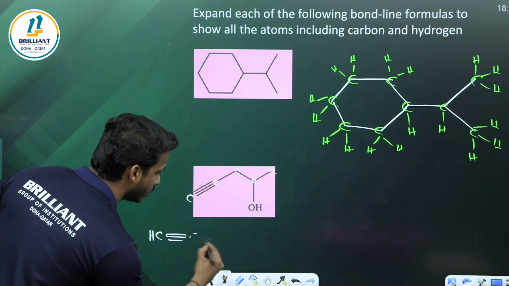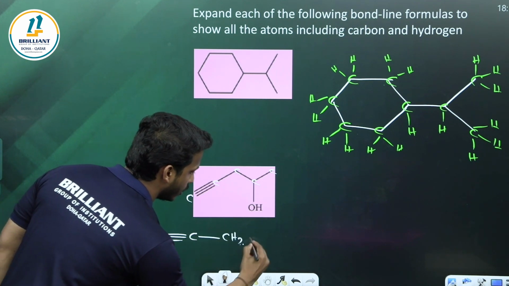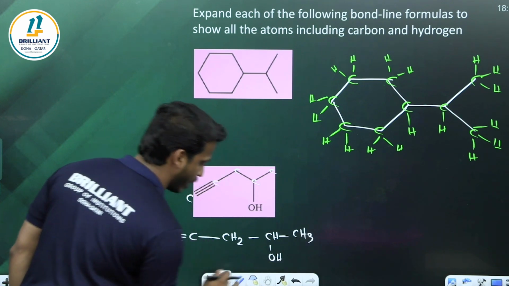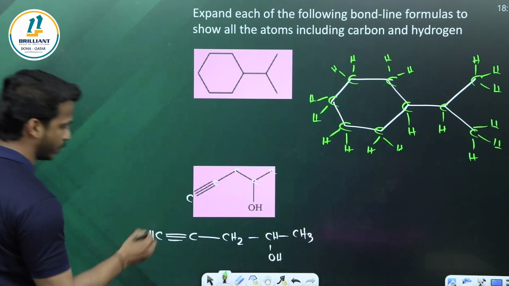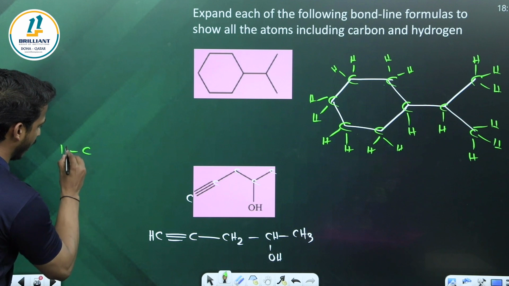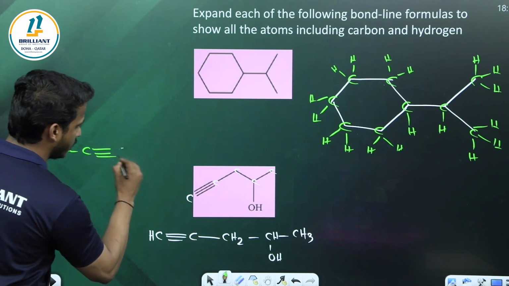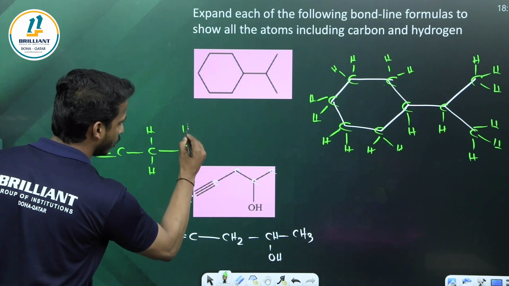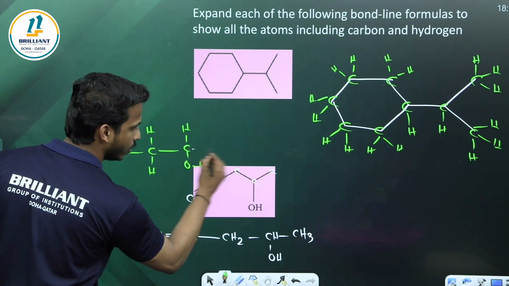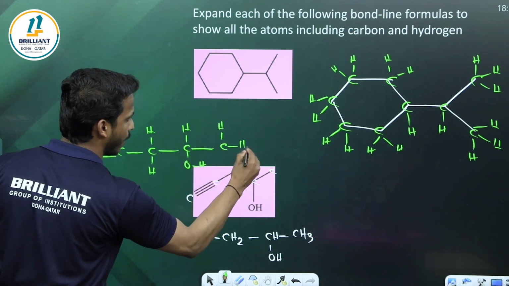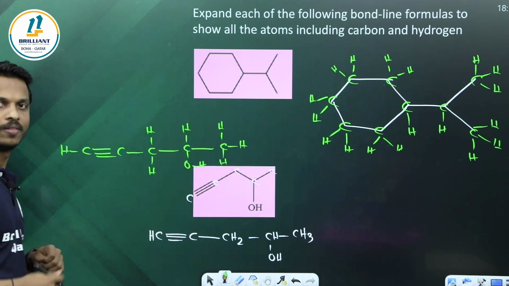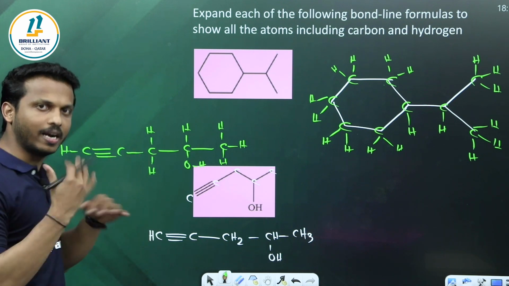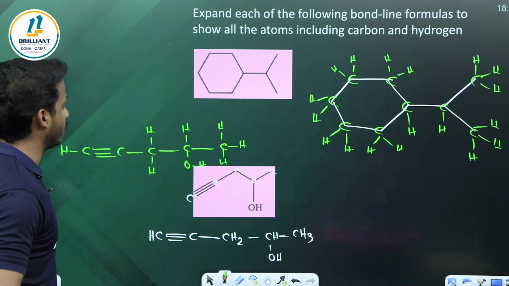Then triple bond C, then CH2, then CH, on which OH, then CH3. How can we expand this one? Each bond expanded. So this is CH, triple bond C, CH2, CH, OH, CH3. See, expand each and every bond. Okay, so bond line formula to expanded, expanded to bond line, condensed, anything can be expected.